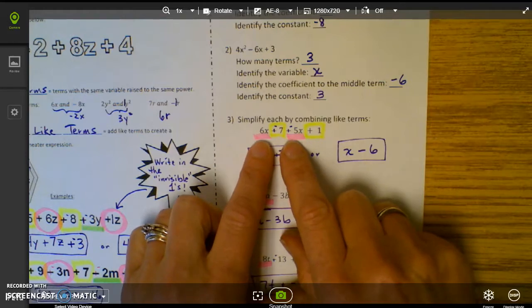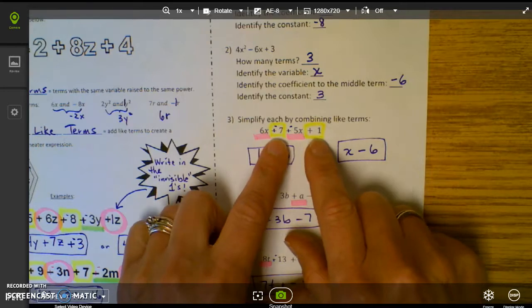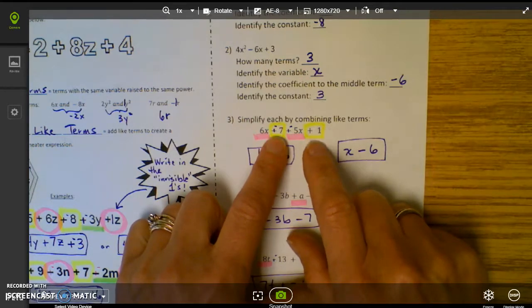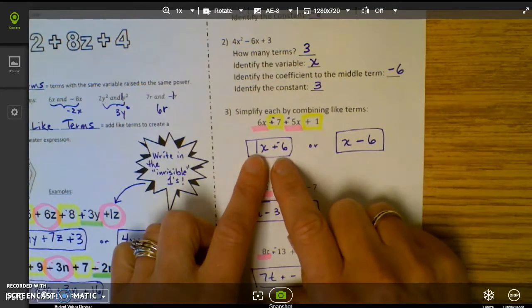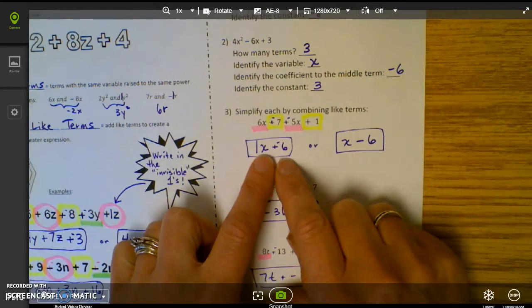So guys, this is how I got 1x by combining 6x plus negative 5x. And then I combined my plain numbers, my constants. So that's why I have negative 7 plus 1. One way to show that answer is having the 1x plus the negative 6.